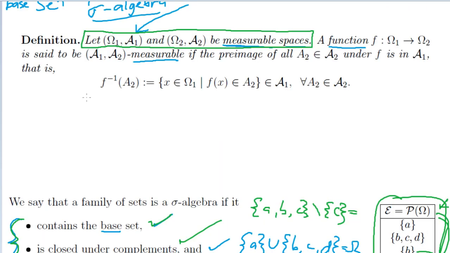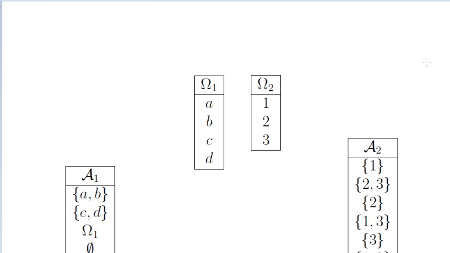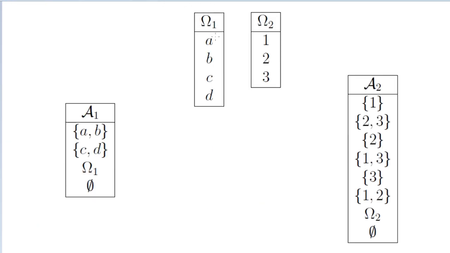So a measurable function from omega 1 to omega 2, or sorry, I'm getting ahead of myself, a function f from omega 1 to omega 2 is said to be A1, A2 measurable if this condition here holds. So before we get to the condition, let's just make up a function from omega 1 to omega 2.